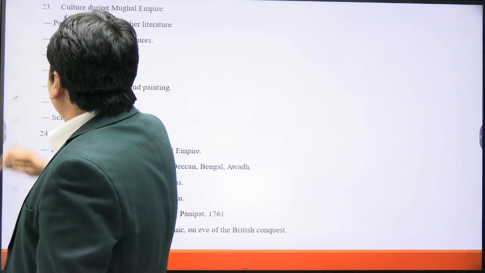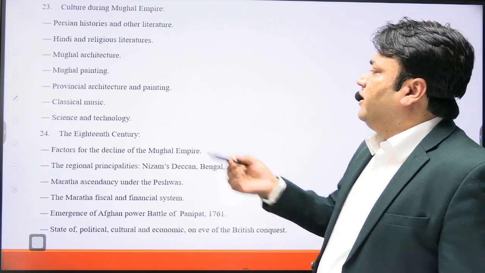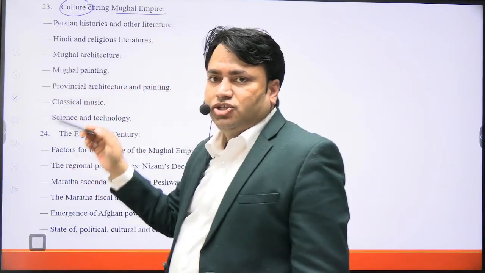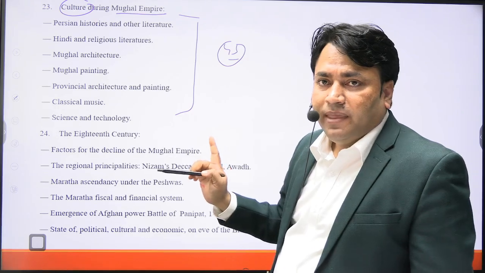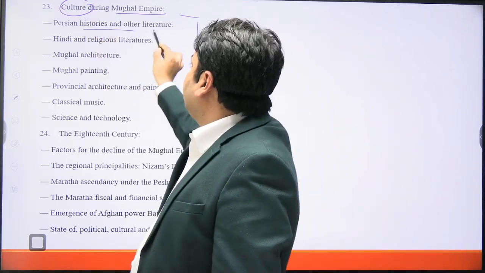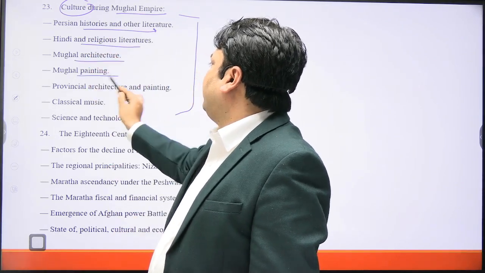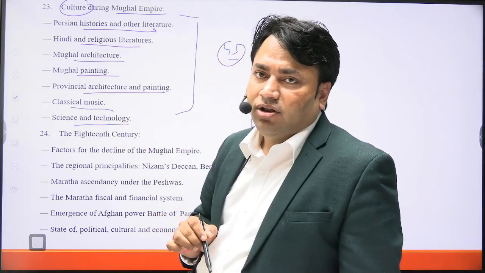Now the next is 23rd number topic and 24th number topic. 23rd number topic is related to culture during Mughal Empire. This topic is extremely important for your GS paper also. You need to study about the Persian histories and other literature, Hindi and religious literature, Mughal architecture, Mughal painting, provincial architecture and painting, classical music, science and technology. This is equally important for your GS paper.